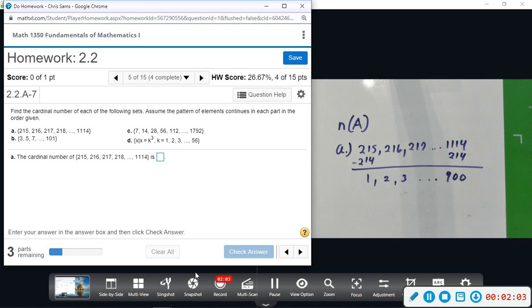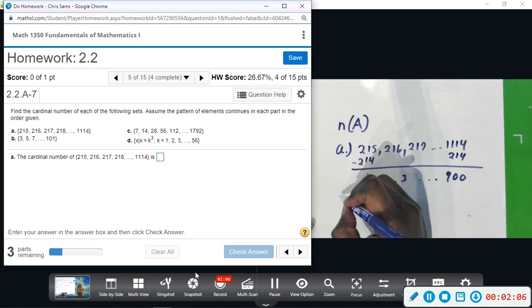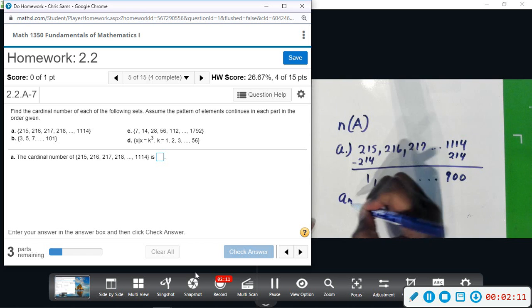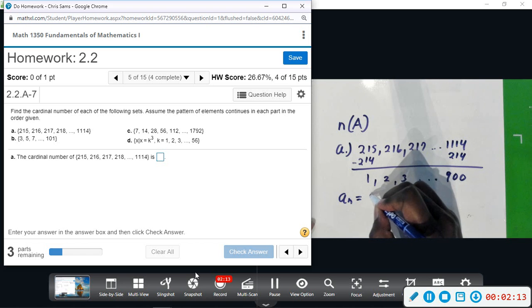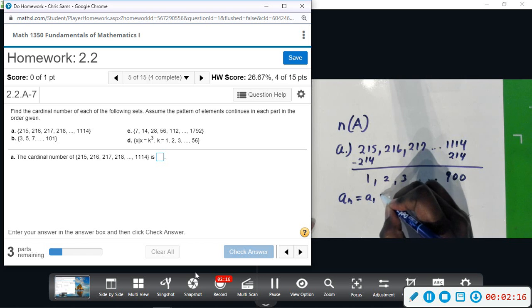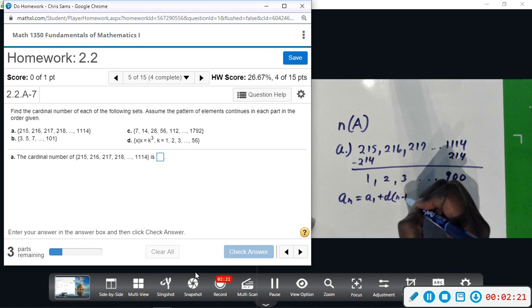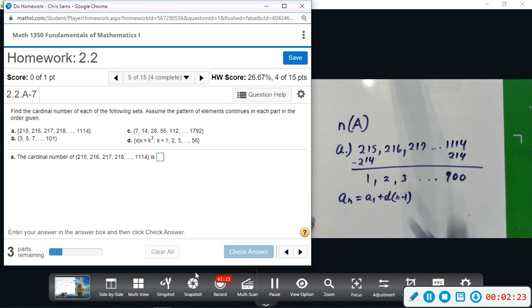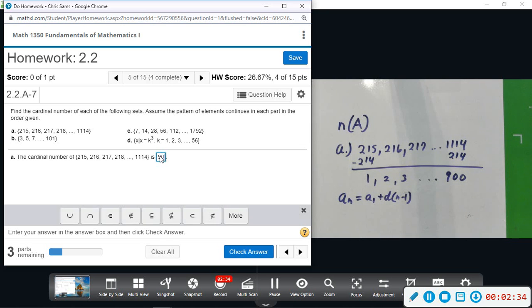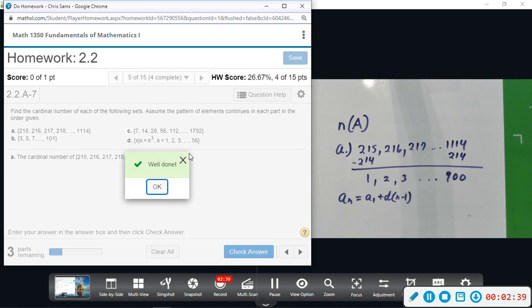Now you can also use the method that we learned in section 2.1 with the sequence. You have a_n, your last term, is equal to your first term plus the difference times n minus 1, and use that formula to solve it. However, with a little manipulation you can get there pretty quick as well. So 900 is going to be the number of terms, the cardinal number of terms in this first sequence.